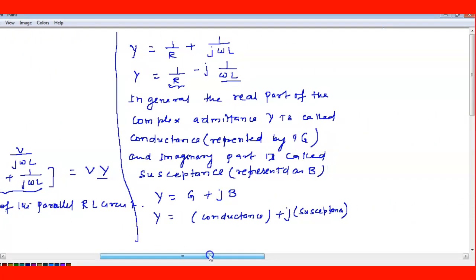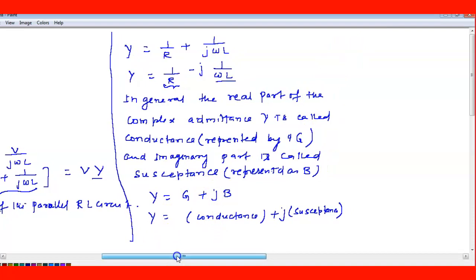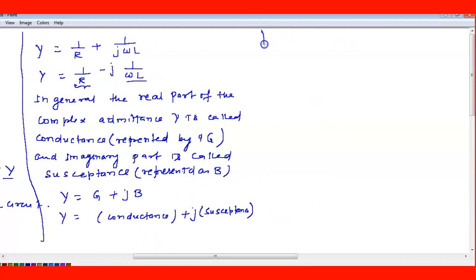Okay, so G is equal to what? We can write the formula now. G is equal to 1 upon R, and B is equal to minus 1 upon omega L. J I have already written here, so j is just representing the imaginary part. B is equal to, I have assumed, minus along with it.